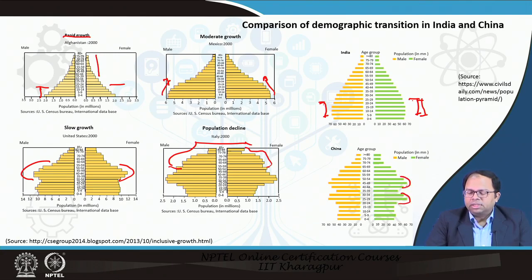So they are somewhere between the moderate growth phase and the slow growth phase. This is where China is. We can see that China's demographic dividend is at a position where it is gradually declining. So we would have more people in the senior age groups in China in the coming years.